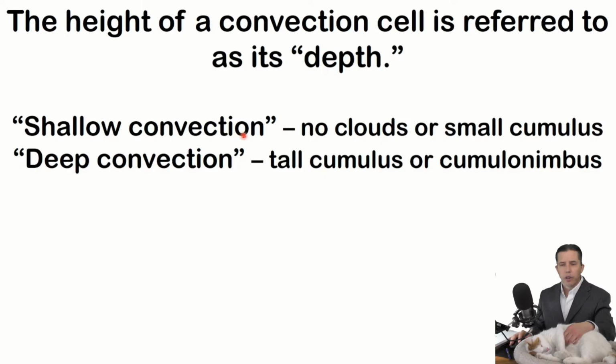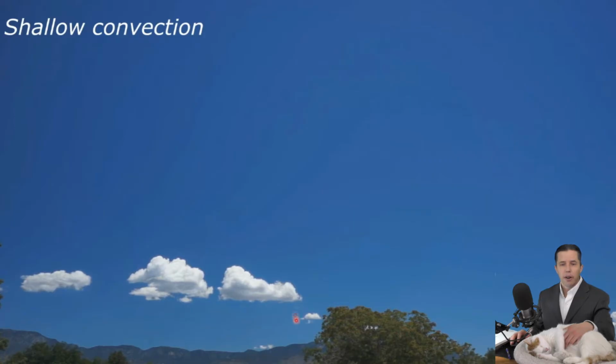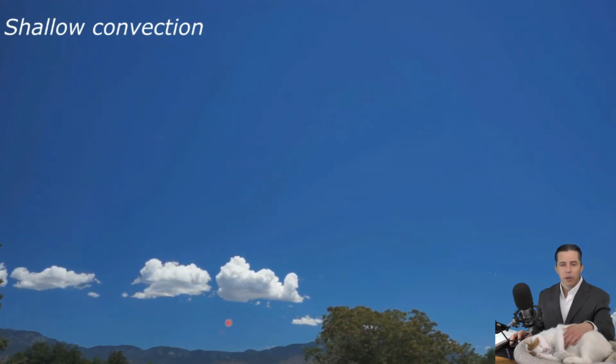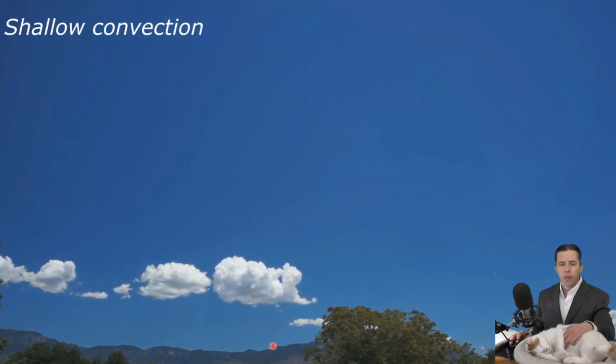So shallow convection are days where we might have no clouds at all. The thermals don't even get high enough to make a cloud, or you get small cumulus clouds. Deep convection, you get these really tall towering cumulus, or maybe even cumulonimbus. So we're going to show you some examples here. So these are some cumulus that are growing. So we're over the Sandias. We get plumes of warm air rising off the mountain.